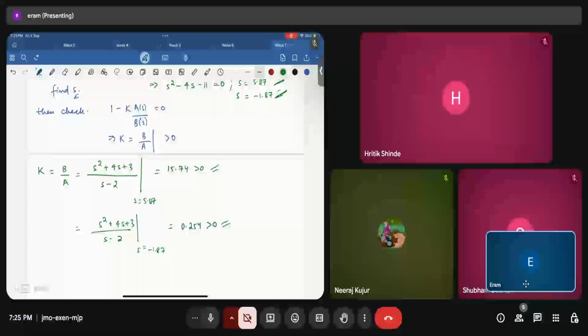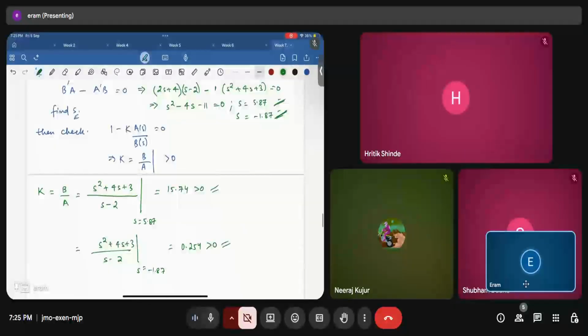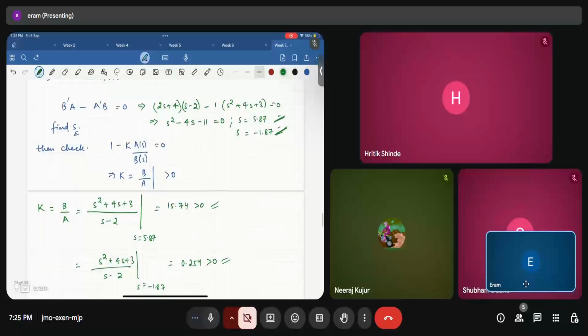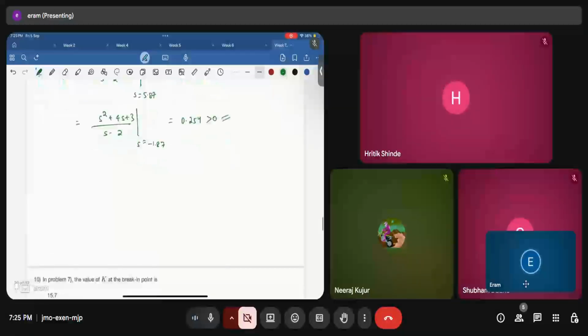Now the question is, which one is break in point? We have to calculate break in point. Which one of these 2 points is a break in point? So the break in point lies between open loop zeros, or open loop poles? Open loop zeros. Yes.